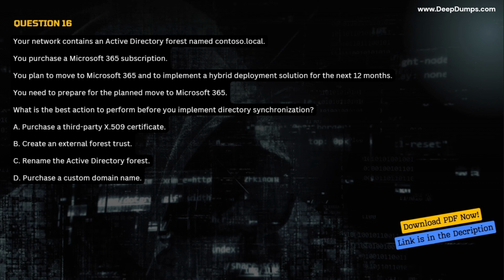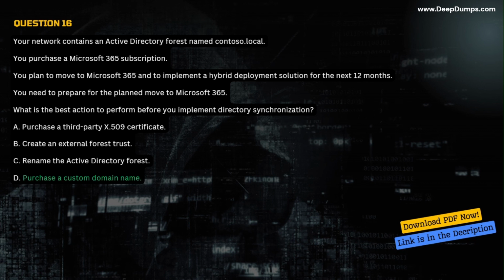You need to prepare for the planned move to Microsoft 365. What is the best action to perform before you implement directory synchronization? A. Purchase a third-party X.509 certificate. B. Create an external forest trust. C. Rename the Active Directory forest. D. Purchase a custom domain name.